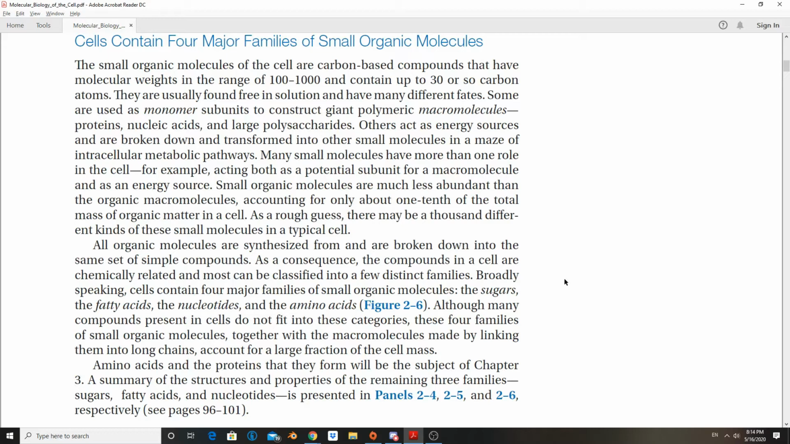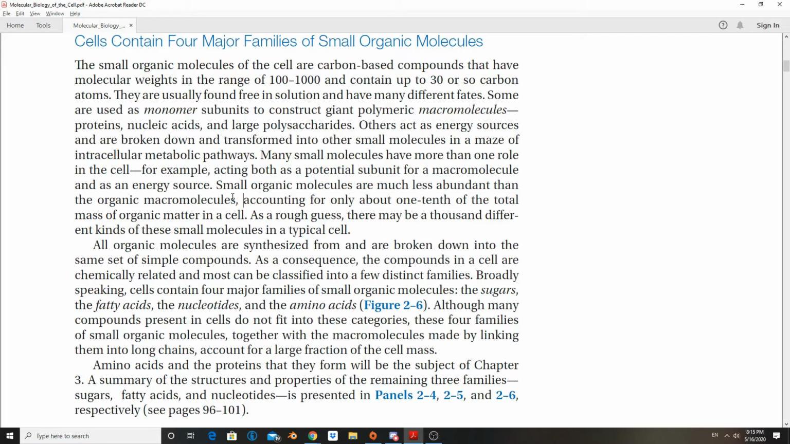Sorry, it's just left me. So these four are the big ones that you should know. These small molecules often have more than one role in the cell. They sometimes act as a subunit, or they also act as energy sources. Small organic molecules are a lot less abundant than the organic macromolecules.